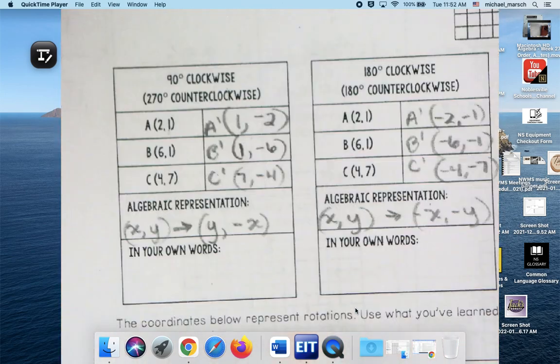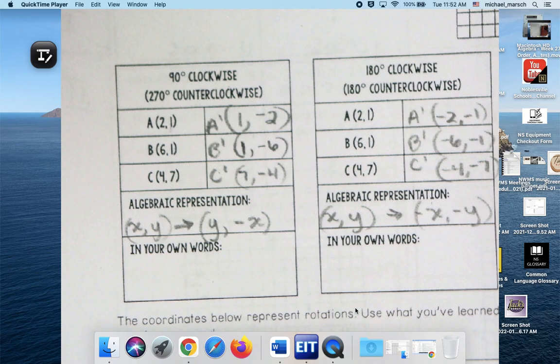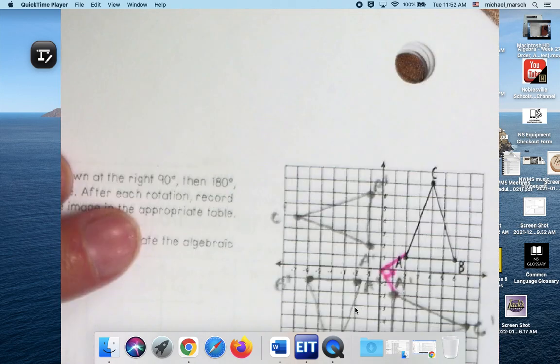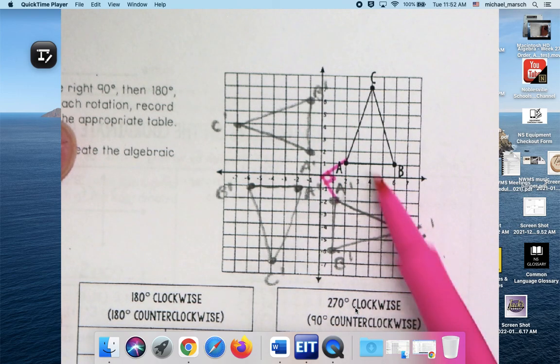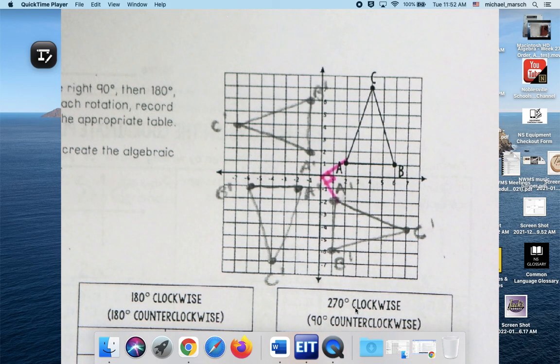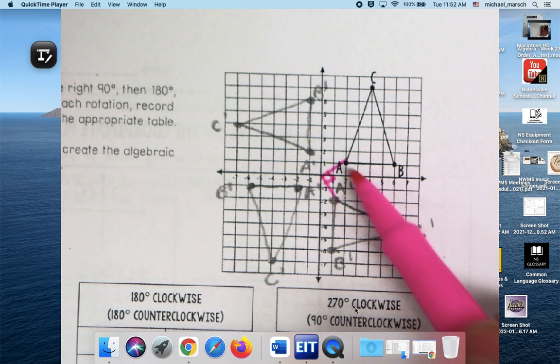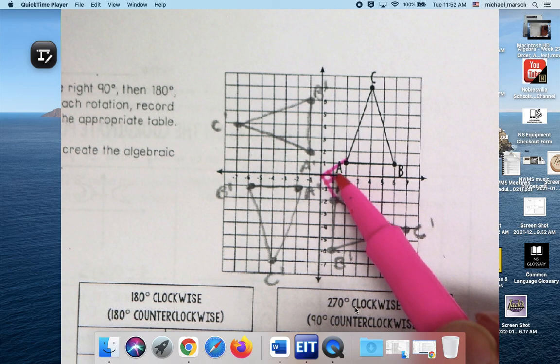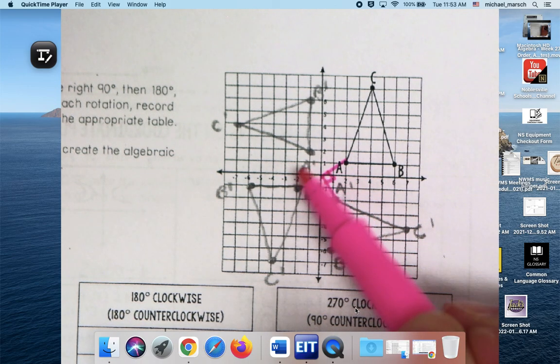So if I connected this A to this A prime, it's going to be a straight line. What's the measurement of a straight line? 180. See what I did there? If I connect this to this one, it would be 270. It would go all the way around the outside.